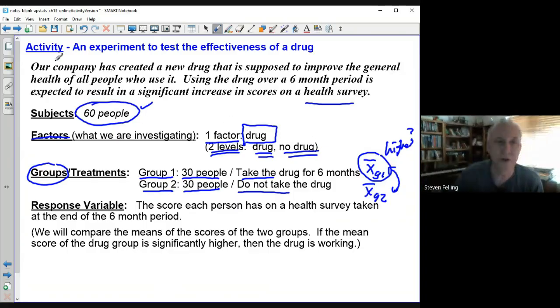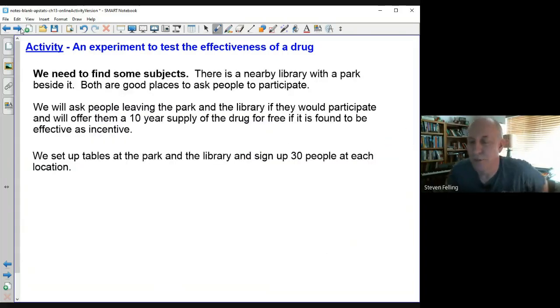To start with, we already have the drug available, but we need to find some subjects. It turns out that fairly near our offices, there's a library that has a park right next to it. So both of those are good places to ask people to participate. So we set up a table, we ask people to volunteer. Maybe we give them an incentive, and we tell them they're participating in this, and it's a general drug that we know is safe. We're trying to determine if it's effective.